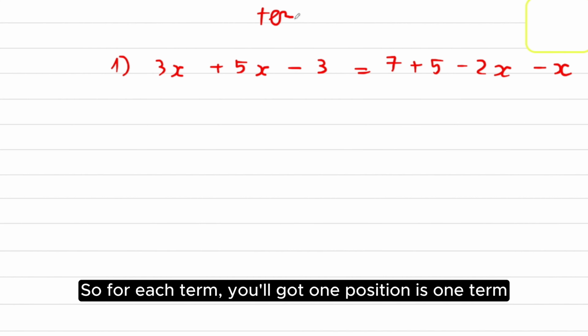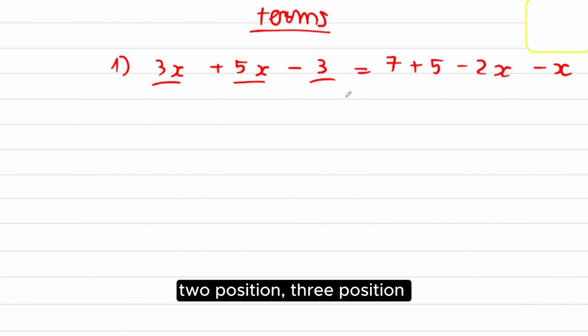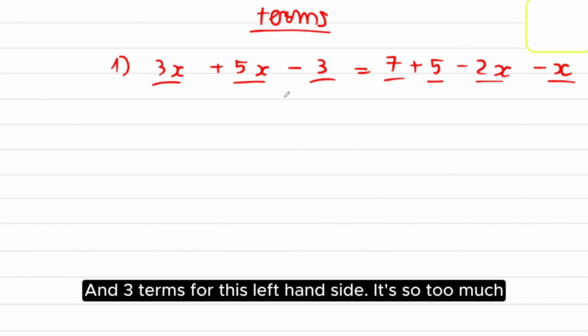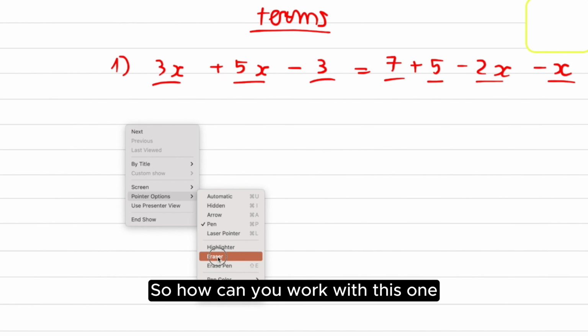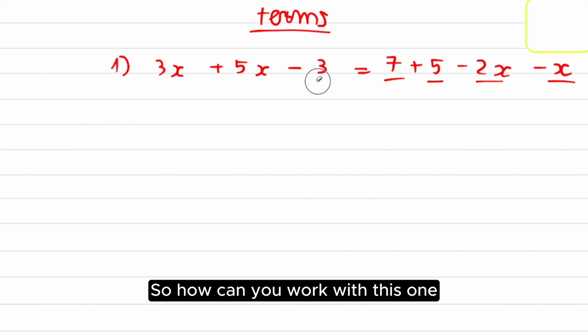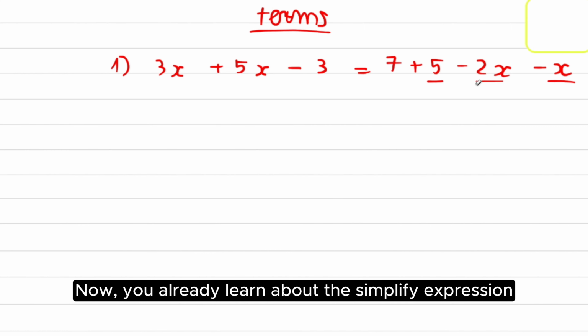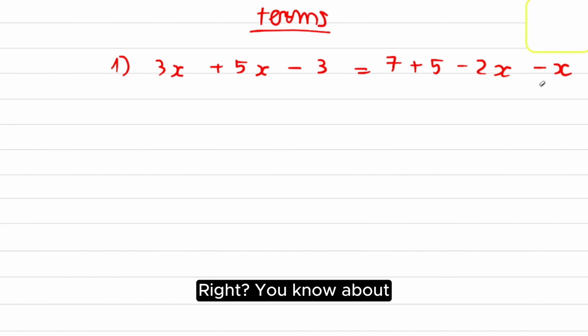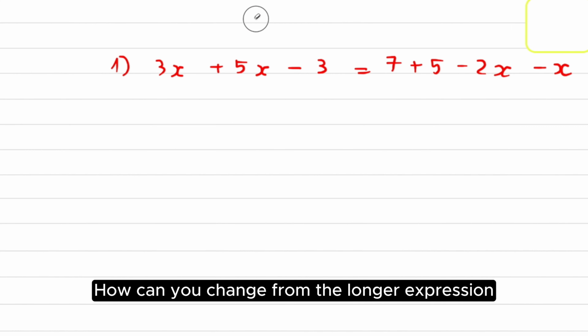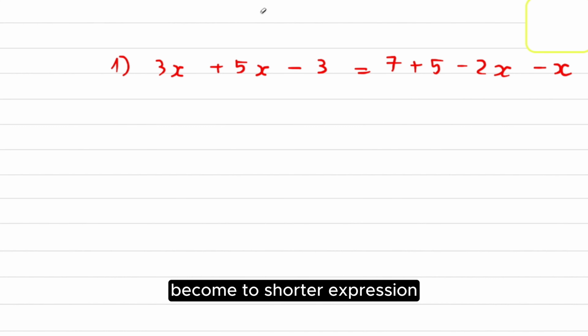Each term takes one position: one, two, three, four. So there are four terms on the right hand side and three terms on the left hand side. That is so much. So how can you work with this one? Okay, now you already learned about simplifying expressions, right? You know how to change a longer expression into a shorter expression.